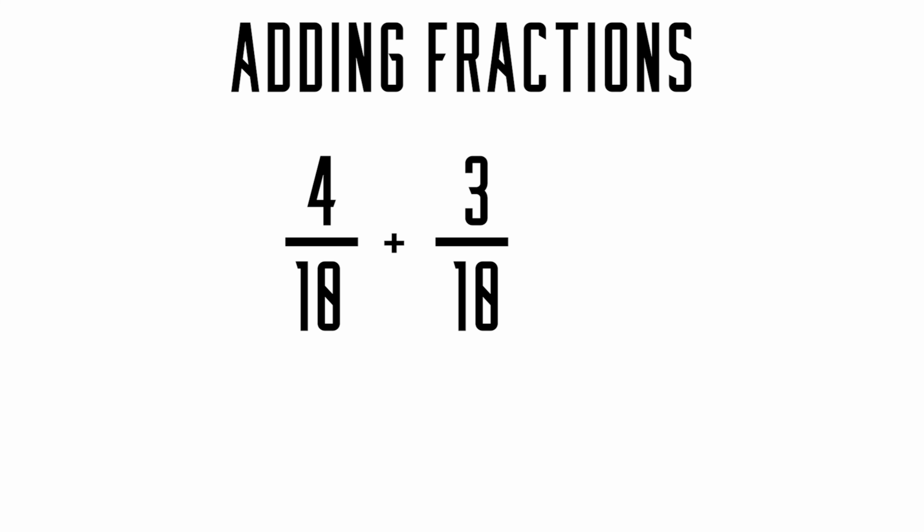And now that we have a common denominator, the same number on the bottom part of each fraction, 4/10 plus 3/10 we know will give us an answer of 7/10. And at this point, if you are able to, it would be best practice to simplify our answers. In this case we can't because 7 is a prime number, so we can't simplify it any further.